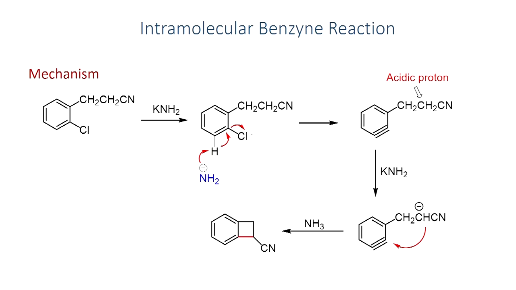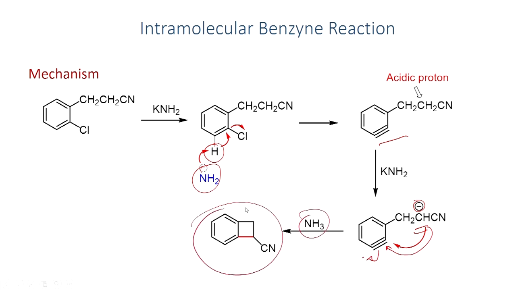Here is the mechanism for the previous reaction, as we have just discussed. This amide can act as a base, this NH2- can deprotonate and you can make the benzyne. At the same time, it can also act as a base and deprotonate to make this carbanion, which can act as a nucleophile and undergo an addition reaction. You get the carbanion, which can take a proton from the ammonia, and you make this bicyclic system as the product.